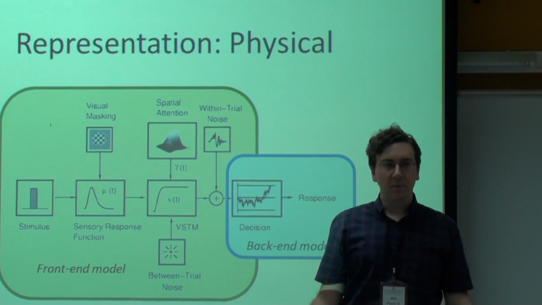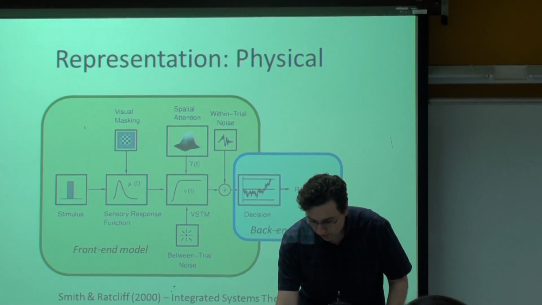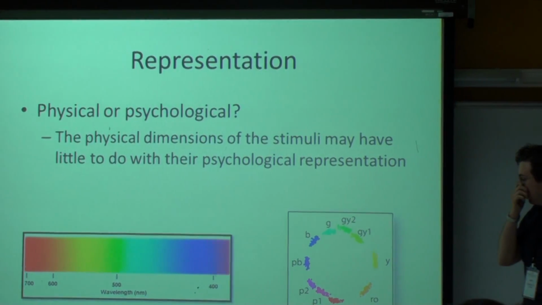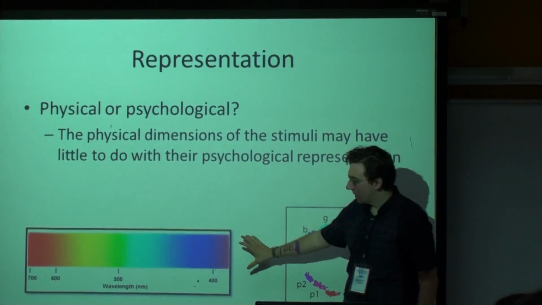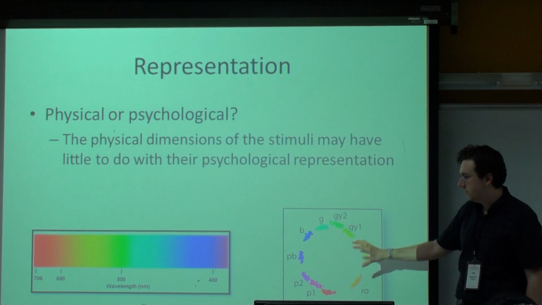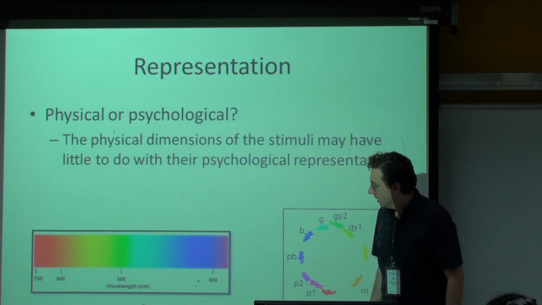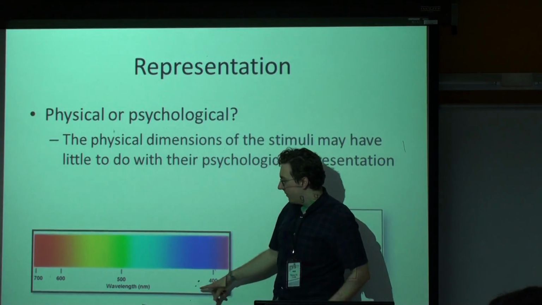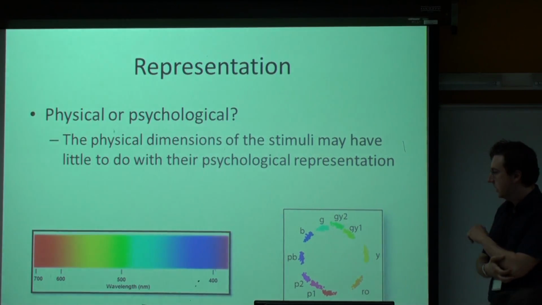So why is this important? Why do we want to understand the similarity relationships between our inputs? Well, here's a really important example, which is contrasting the physical representation of light with the psychological representation of light, and in particular colors, so wavelengths that form the color spectrum. So you can produce all of these colors simply by varying the wavelength of light that you're presenting.